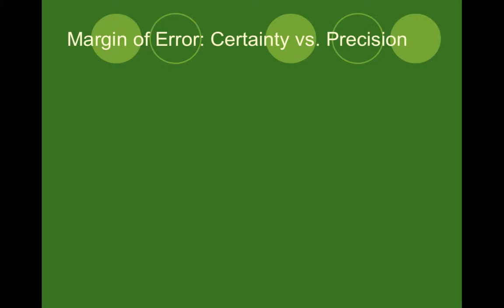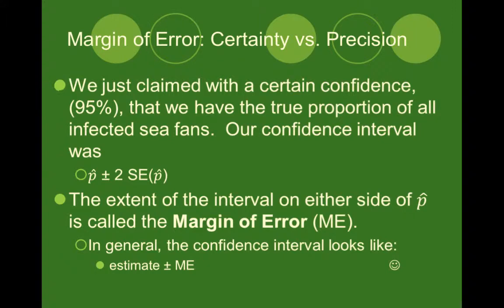We're continuing with chapter 19, which is about confidence intervals for proportions. Yesterday in the video, we created a confidence interval for the actual percentage of C fans that were infected with some kind of disease. We found out that our interval was from 42.1% to 61.7%, and we calculated that by adding and subtracting 2 times our standard error. So we claimed that we had a certain confidence, 95%, that the true proportion of all infected C fans was in between our confidence interval.